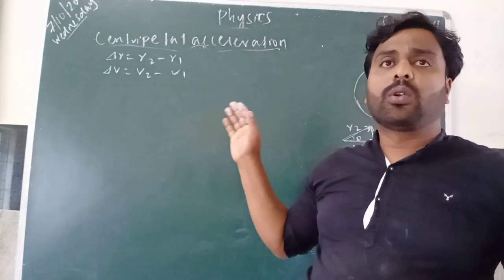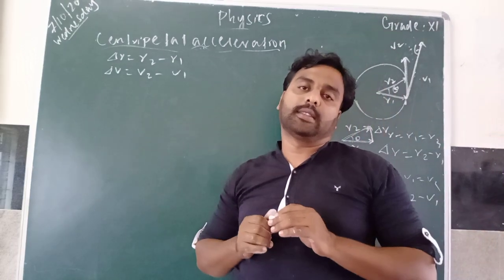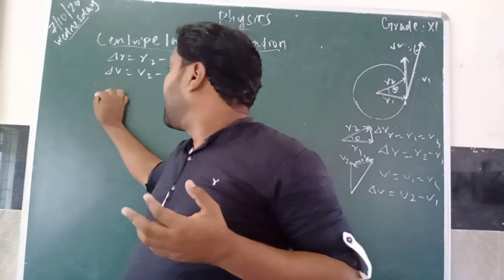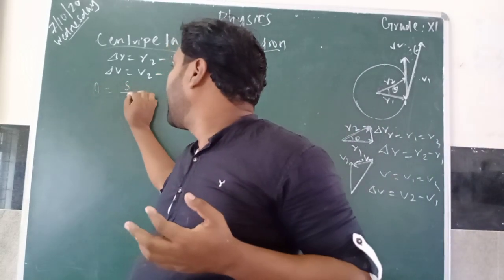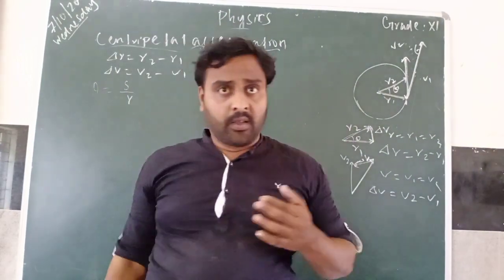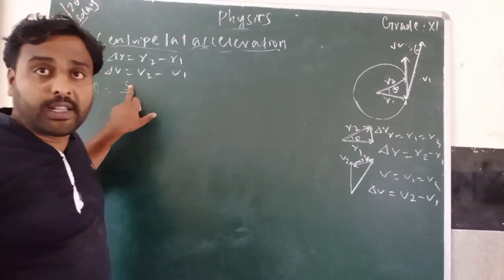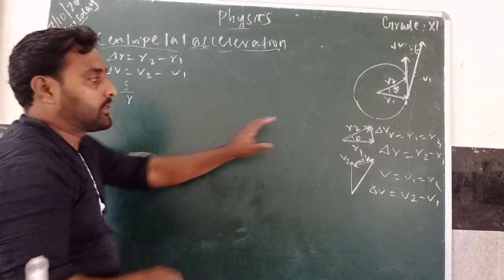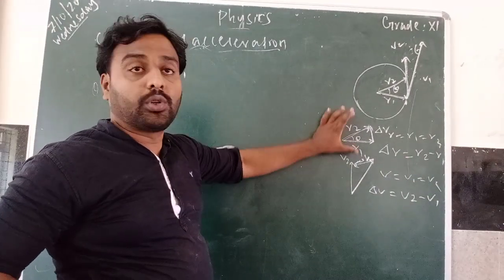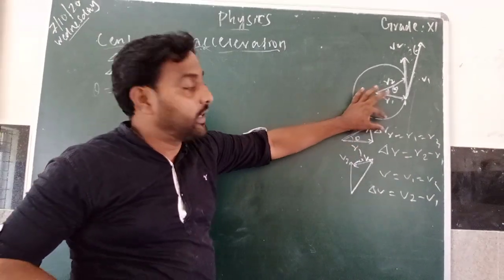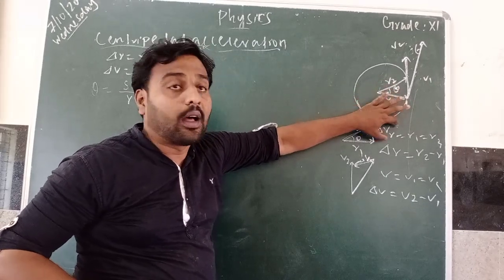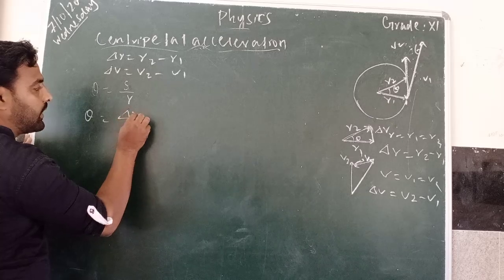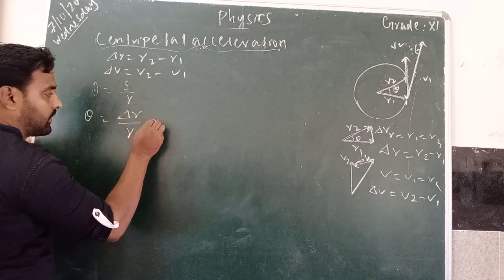Now you have to take our basic relation. What is the basic relation? Angular displacement theta equal to S by R. Here S means displacement, R means radius. Now from this geometry we have to take. Here displacement is delta R, so theta equal to delta R by R.